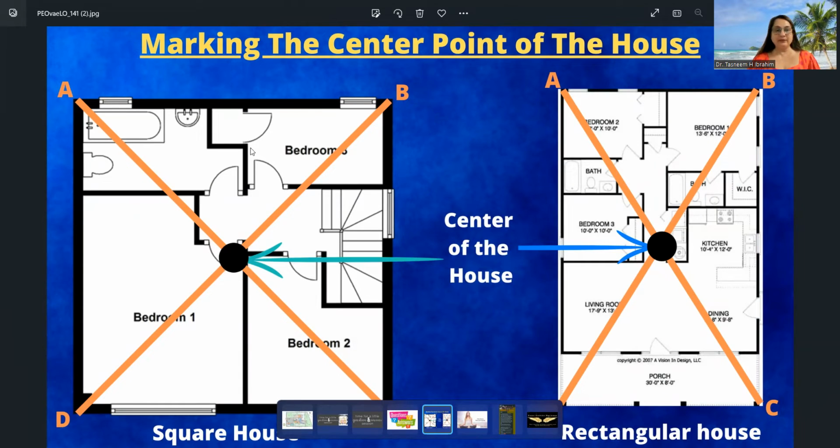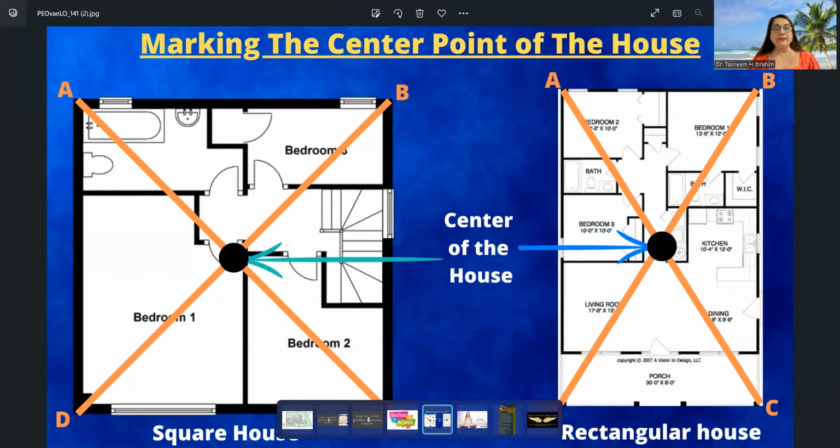For example, in the first one, you find that the Brahmastan is in bedroom number 1, right near the door. And in the house which is rectangular, you find that the Brahmastan is in the passageway which is going towards all the other rooms. So this is how you can find the Brahmastan of any house.